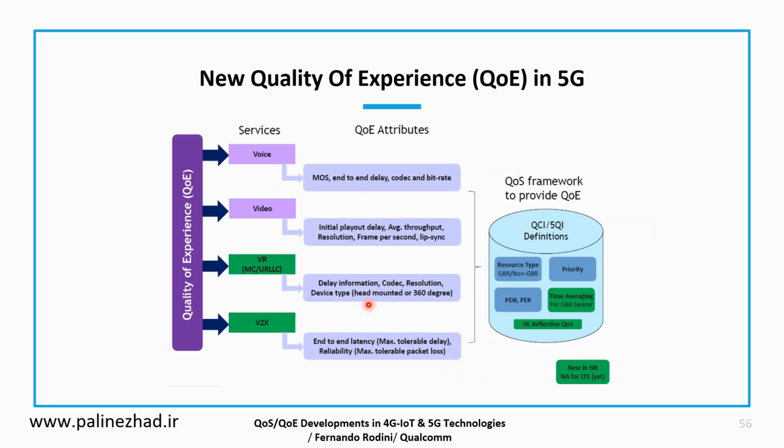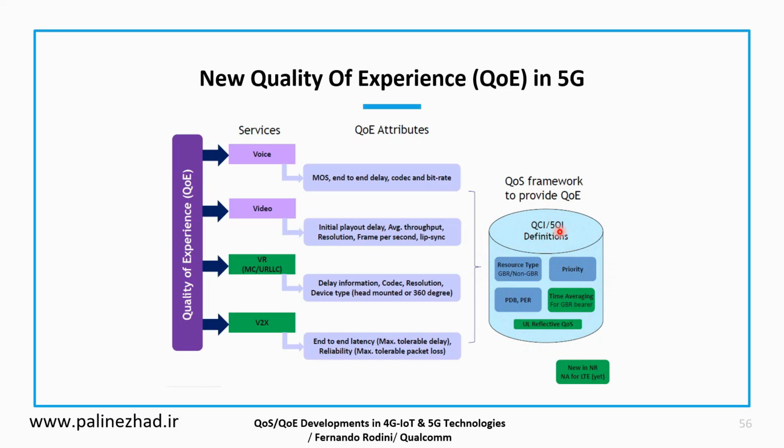Here in this slide, I want to speak about the new term QoE, quality of experience. Maybe you heard it instead of QoS, quality of service. Let's see what the QoE attributes are and how they are related to QoS. At first, see this cylinder. You see the resource type, GBR, non-GBR, packet delay budget, packet error rate, priority, averaging window for GBR bearer, and uplink reflective QoS. These are all QoS indicators of 5G.